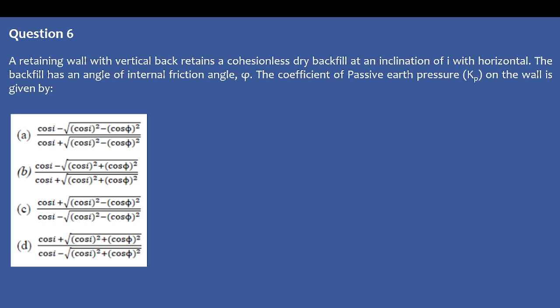Moving to question number 6. You have a retaining wall with a vertical back that retains a cohesionless dry backfill at an inclination of i with the horizontal. The backfill has an angle of internal friction phi. The coefficient of the passive earth pressure Kp on the wall is given by.